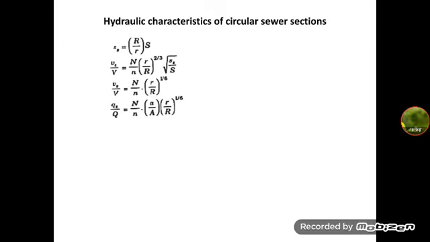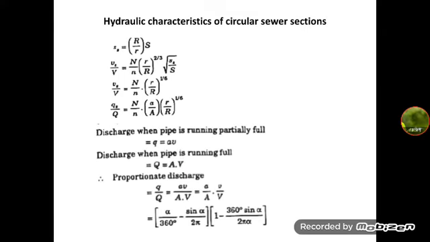So likewise the discharge when the pipe is running partially full, small q is equal to small a into small v, and likewise discharge when the pipe is running full, capital Q is equal to capital A into capital V. The proportionate discharge is equal to small a small v by capital A capital V, that is small a by capital A and small v by capital V. So this is the proportionate area multiplied by the proportionate velocity. By substituting those values, we can get the proportionate discharge. For self-cleansing effect also, we are getting q suffix s by capital Q is equal to n by n into small a by capital A into small r by capital R power 1 by 6.